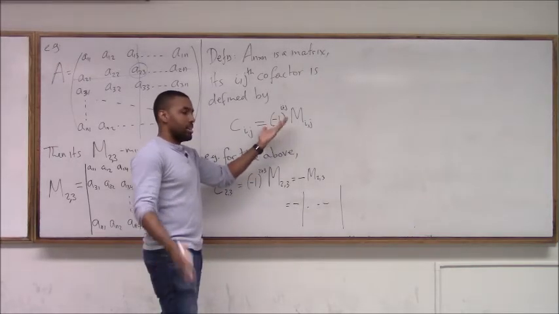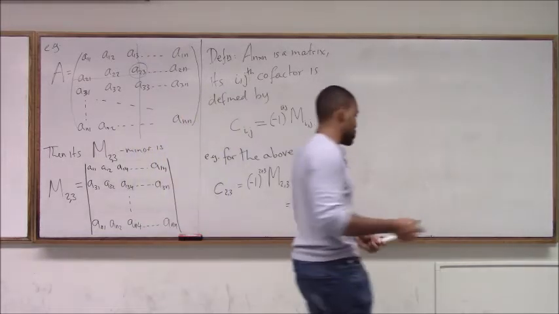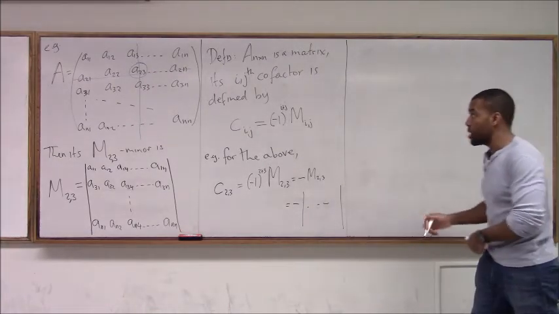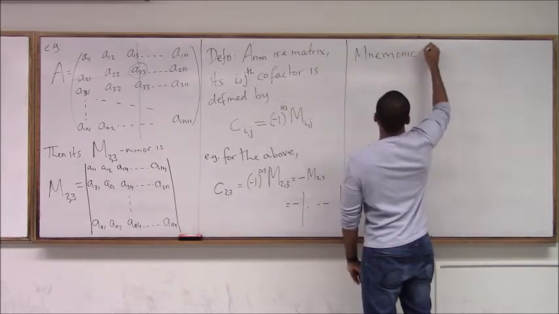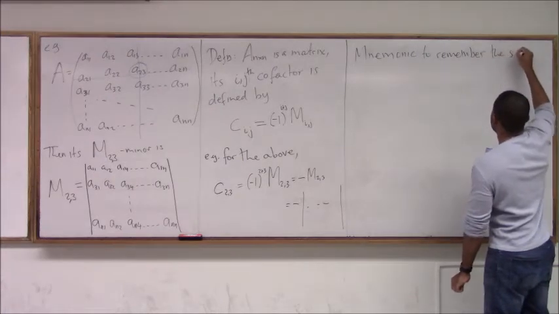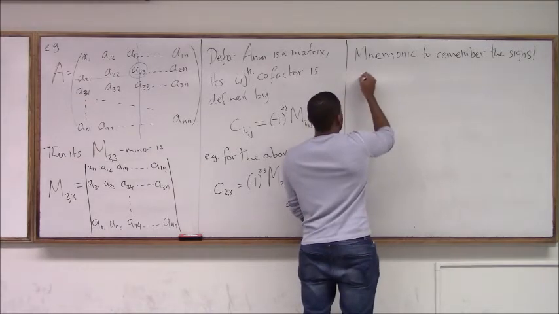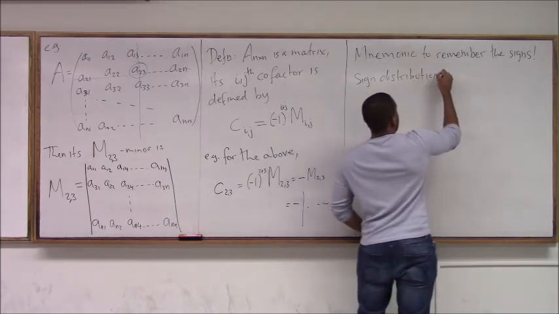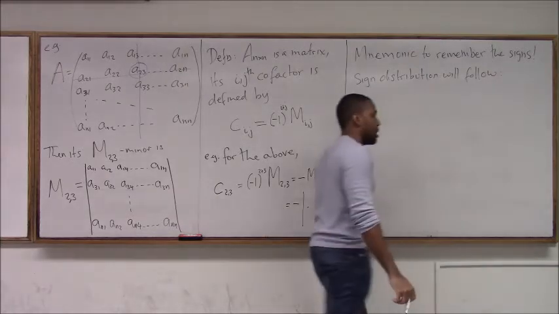Personally, I hate memorizing formulas. So now when you give me a formula on top of a formula, I always like a mnemonic to make sure I remember the formula. And in practice, I think it's nice to know this mnemonic. And it's the following. Sign distribution will follow this pattern, right?